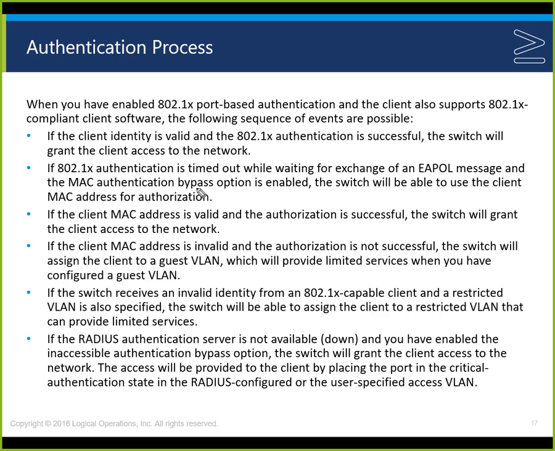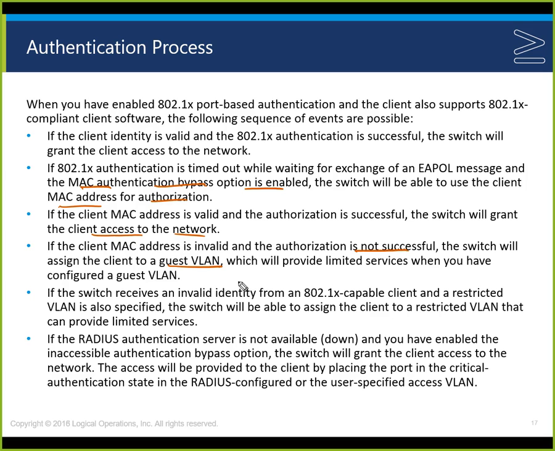So let's see if we can do some of this stuff. It's timed out while waiting, and the MAC authentication bypass option is enabled. If it times out, it's maybe not available, it could be down, not being able to communicate with it for whatever reason. The switch will be able to use the client MAC address for authentication. If it's valid and successful, the switch will grant the client access to the network, turn the port on. If the MAC address is invalid and it's not successful, the switch will assign the client to a guest VLAN if we have configured this guest VLAN.